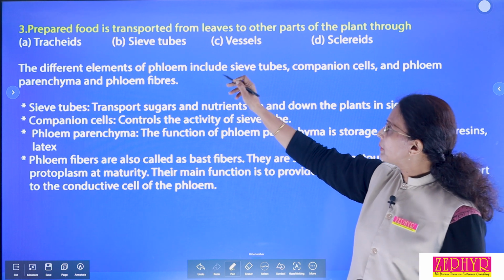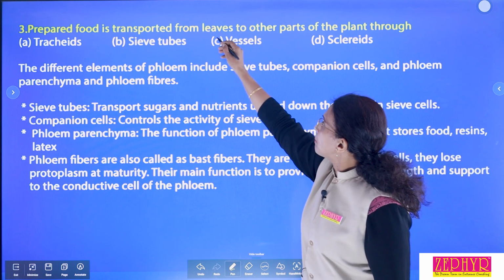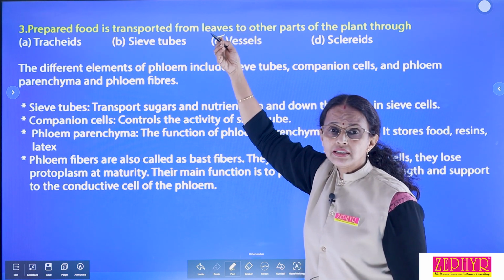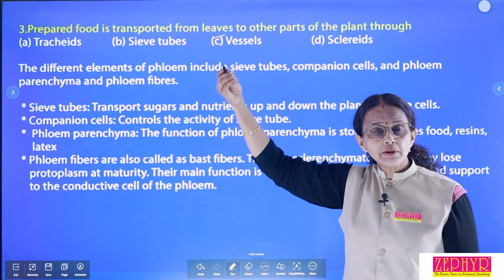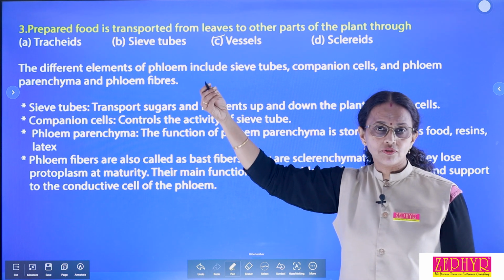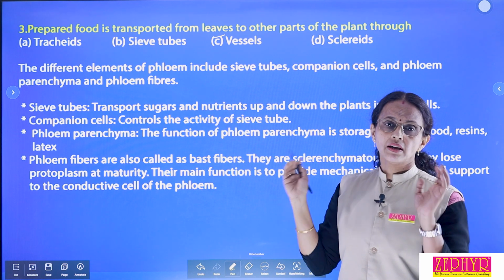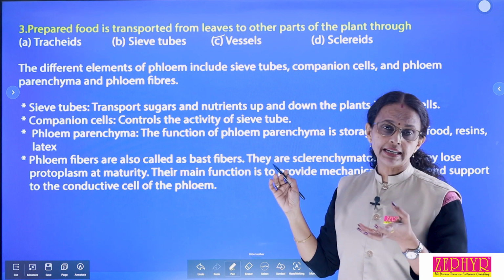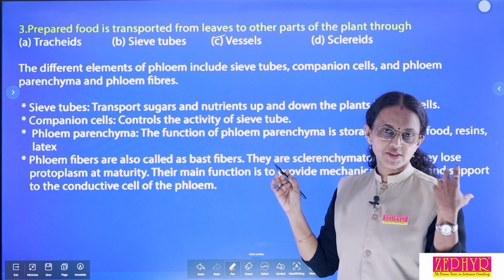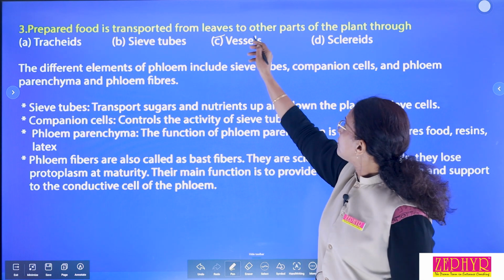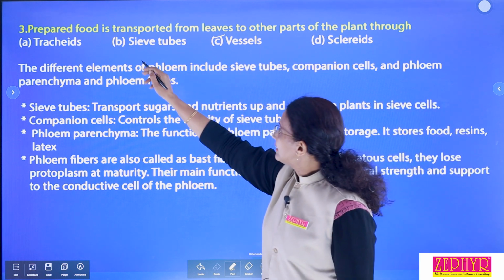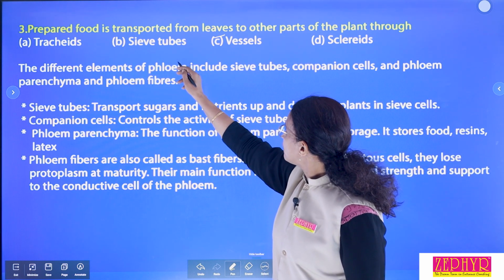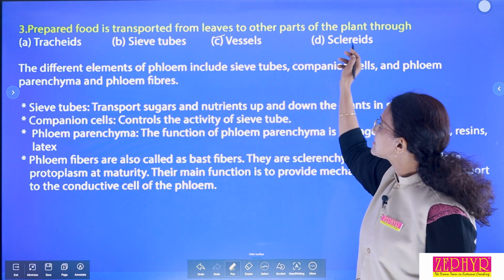The prepared food material is transported from the leaf. You know that leaves are the kitchen of the plant, so maximum photosynthesis occurs in the leaf. Why? Chlorophyll pigments are usually present in leaves, and also present in young stem. Then, from leaf to other parts of the plant through. What are the options? Tracheids, sieve tube, vessels, sclereid.